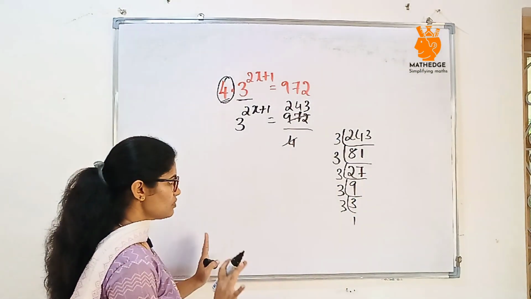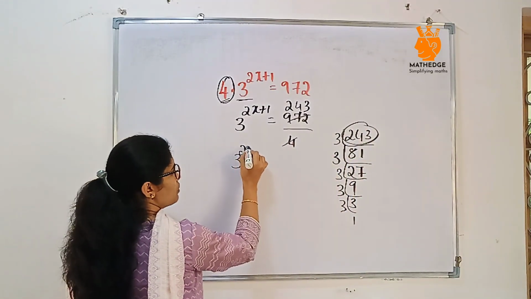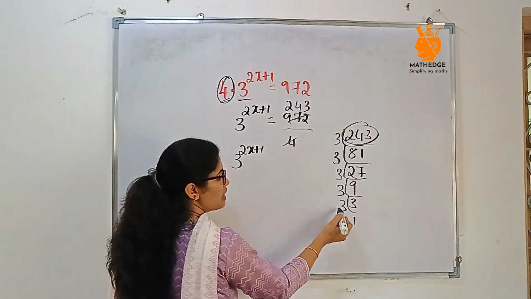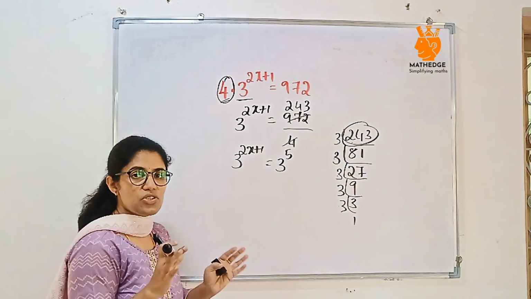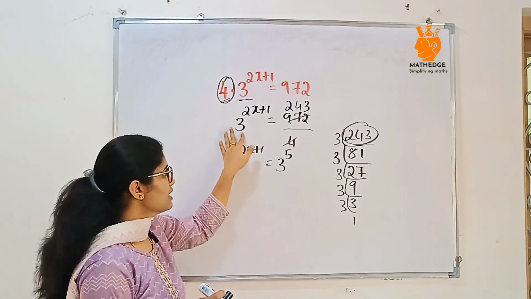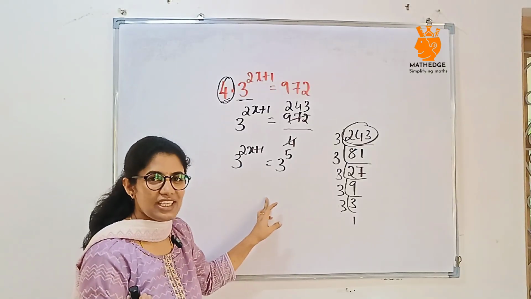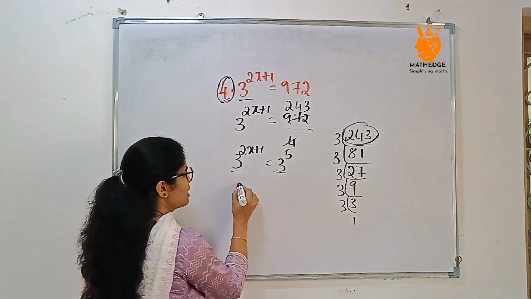So this 243 can be written as 3 to the power of 5: 1, 2, 3, 4, 5, right? So 3^5. So here you also need to remember, always if the base on this side is 3, you should write this number as 3 to the power of something. Then only you can solve the equation for x, right? So again here the base is the same, we can equate the powers.